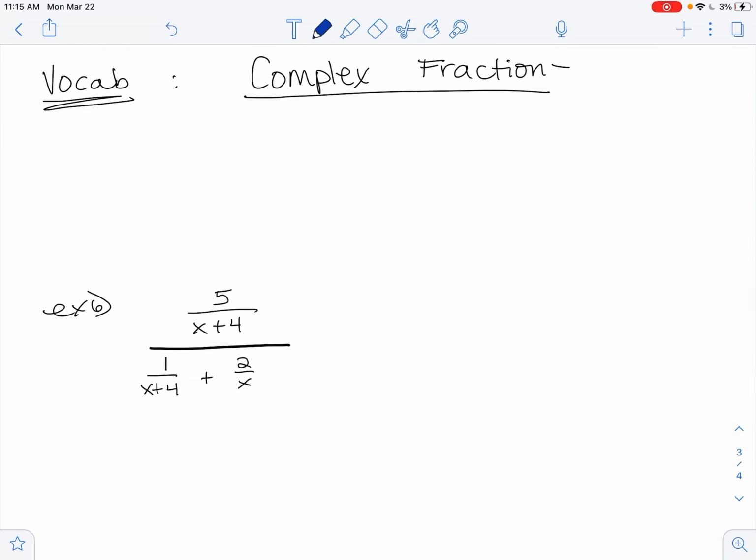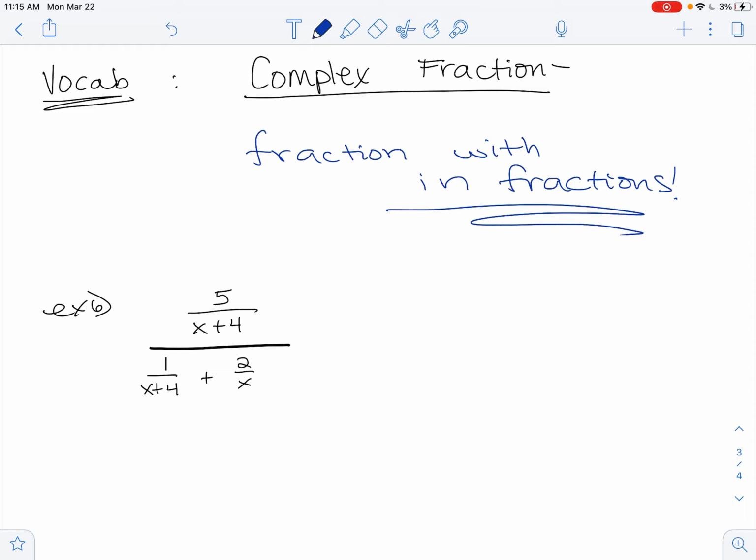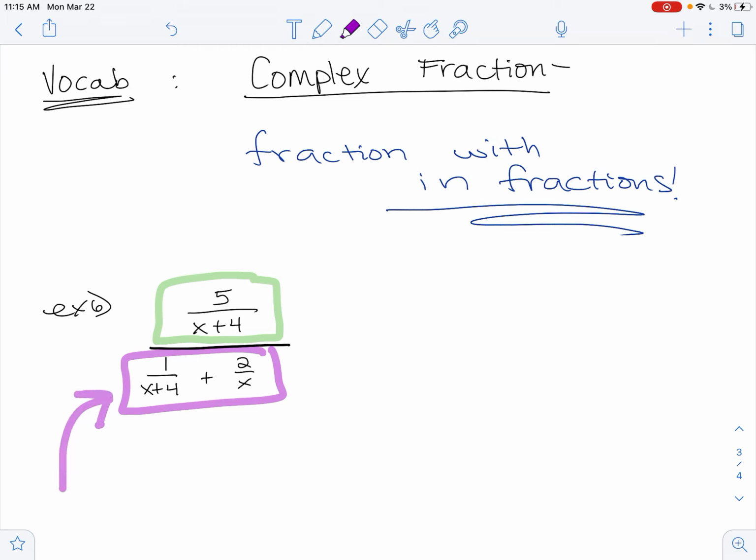Okay, what's a complex fraction? So a complex fraction is when we have basically fractions within fractions. Okay, so just keep in mind when we deal with complex fractions, we're going to break them up into the numerator of the complex fraction and the denominator of the complex fraction. Anytime there's multiple fractions within a fraction, we're going to take care of them first.